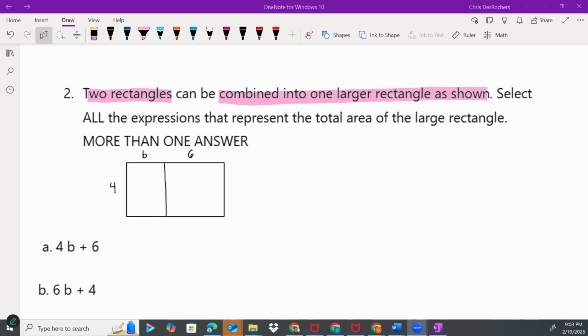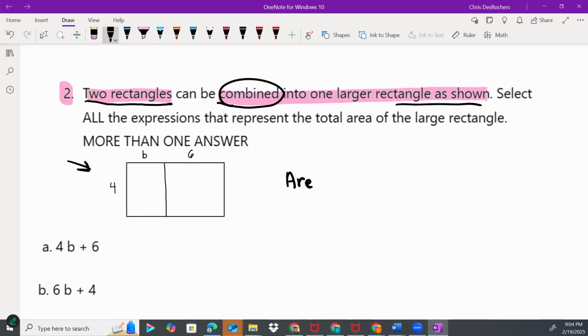Okay, so now we're looking at question two. As we have highlighted here, we're going to look at two rectangles that can be combined into a larger rectangle as shown. So that's shown right here. We have one rectangle and two rectangles, and they're combined. And we want to find the area of the rectangle, which is going to be equal to its length times its width.